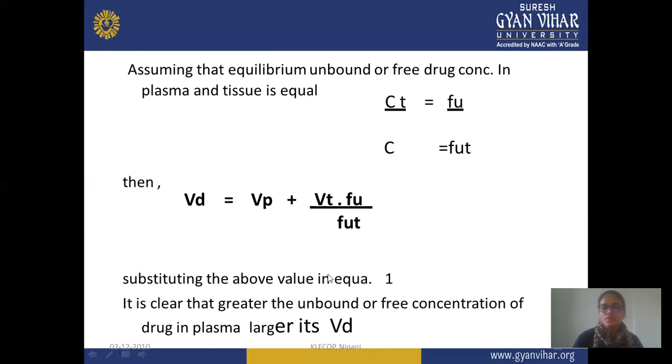And substituting the above value in equation 1, that is the previous equation, it is clear that the greater the unbound or free concentration of the drug in plasma, the larger its volume of distribution. If more unbound or free drug is available and present in your body, there may be chances that a larger concentration of free drug or a larger volume of distribution takes place. Means you can say that if a large amount of free or unbound form of the drug is available in your body, in this condition, a larger volume of distribution takes place.